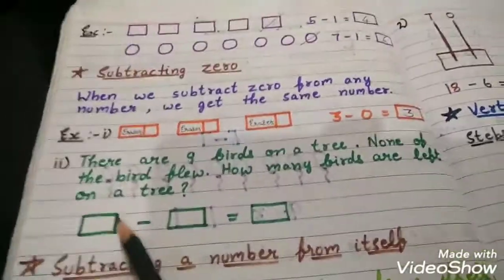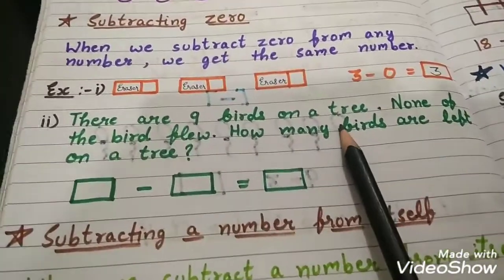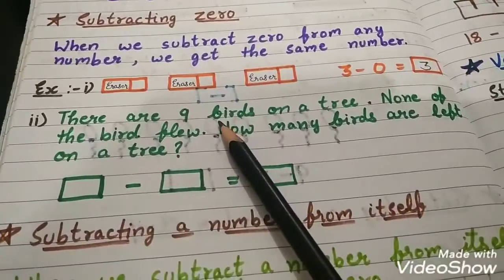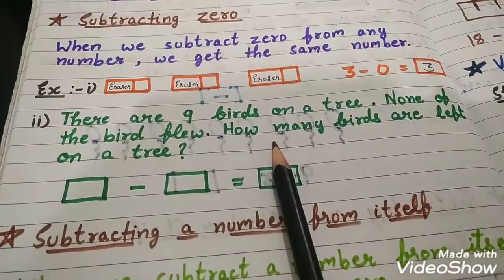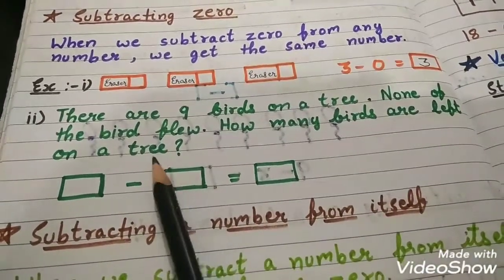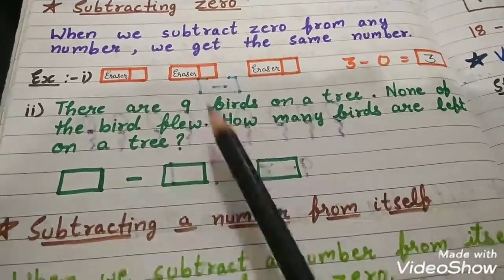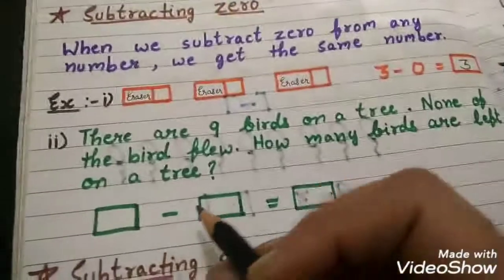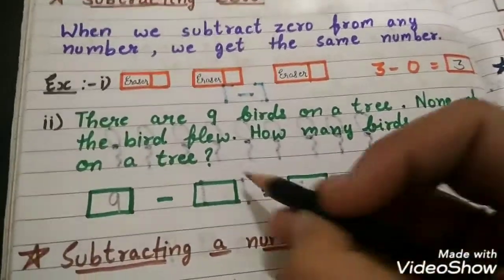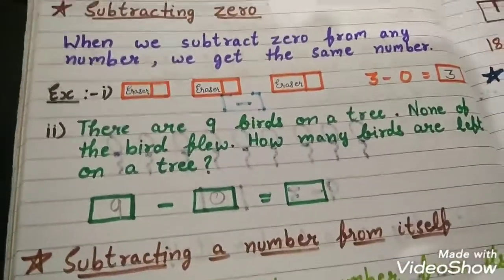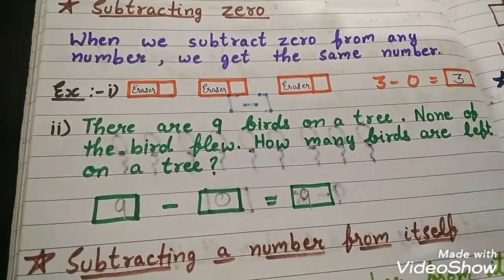Let us discuss this subtracting 0 through a statement also, right? See, there are 9 birds on a tree. On a tree, how many birds are there? 9 birds. None of the birds flew, right? No birds flew away. And how many birds are left on the tree? If no birds flew, then the birds left are 9. We know that there are 9 birds on a tree. And how many flew away? 0. If none of the birds flew, the answer will be the same. So the answer will be 9.